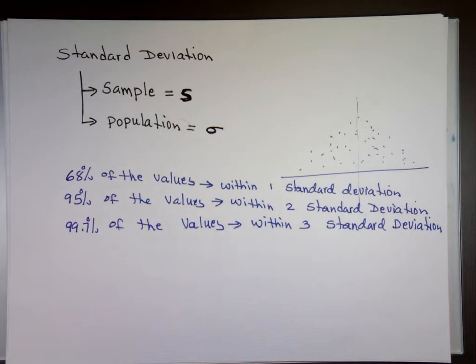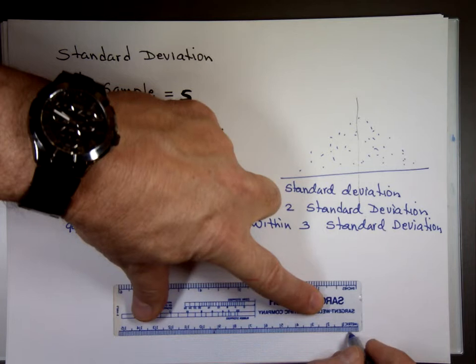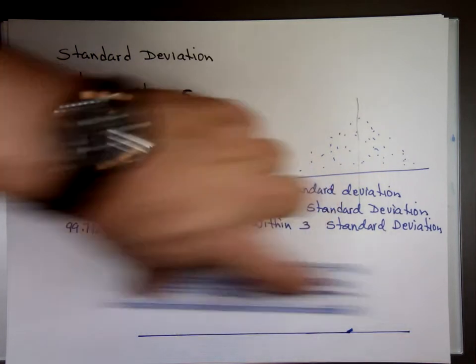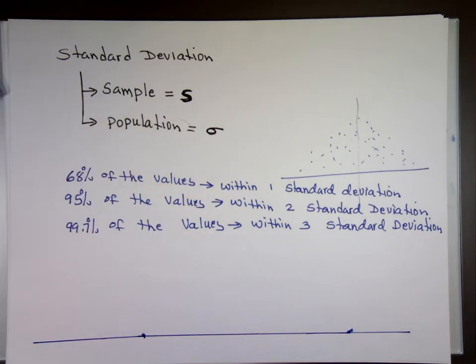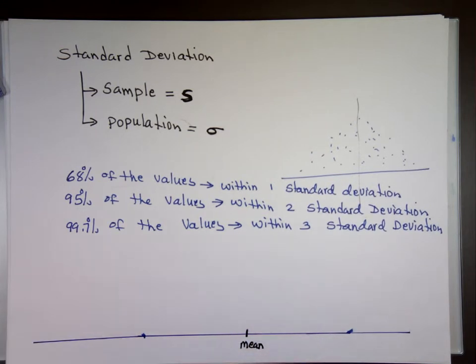So you guys good with math? I'm sure we can figure out these percentages. If this is the average, the mean, the average, 68% of the values are within 1 standard deviation.